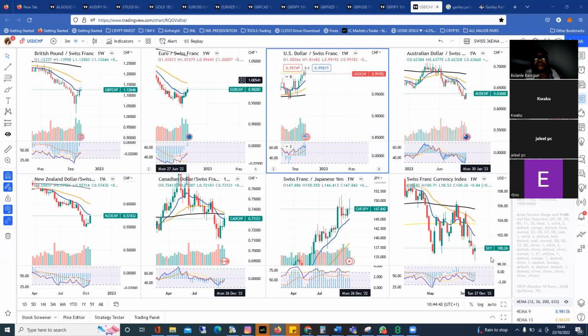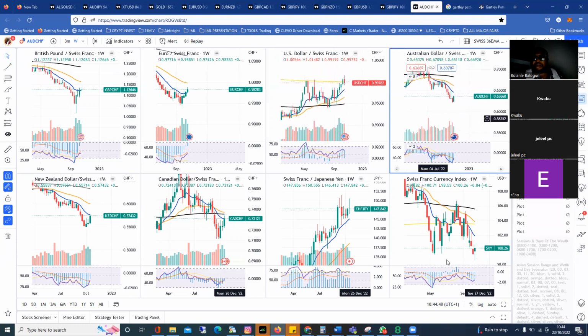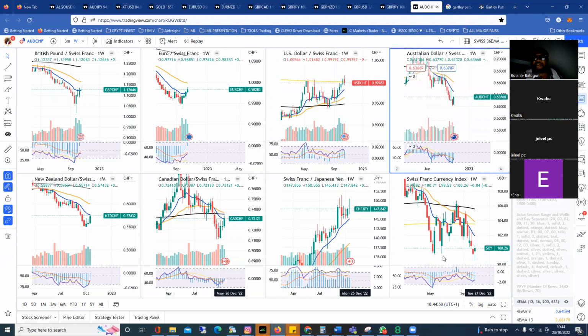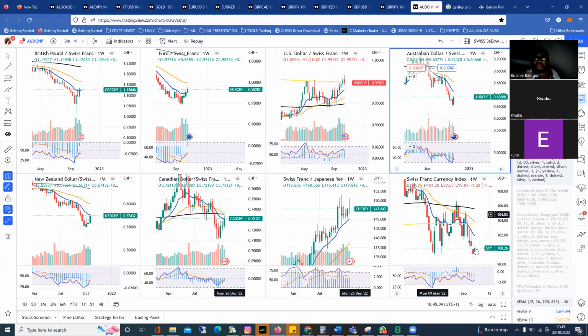Okay, so the weekly is giving us those clues. When you look at here now, if you want to say what can I possibly trade in this new week, then probably Aussie Swiss might be a key one to look for a retracement opportunity back to the 12 EMA. And then obviously the Swiss currency index has reached a huge level of low, and it's showing us that some kind of strength is coming back into the Swiss. So this is one key thing that I will pay attention to.